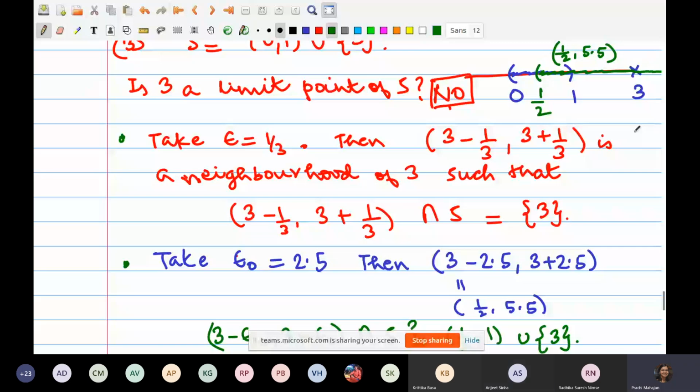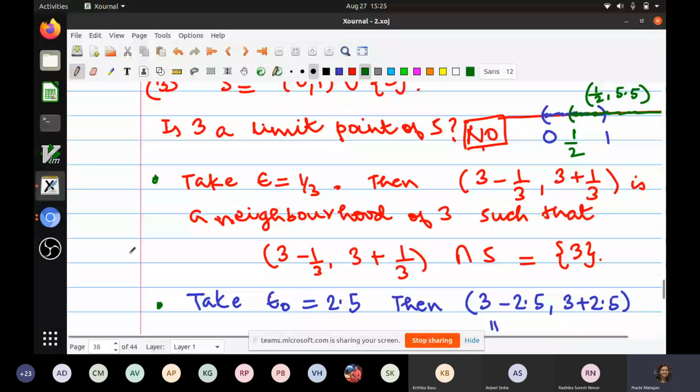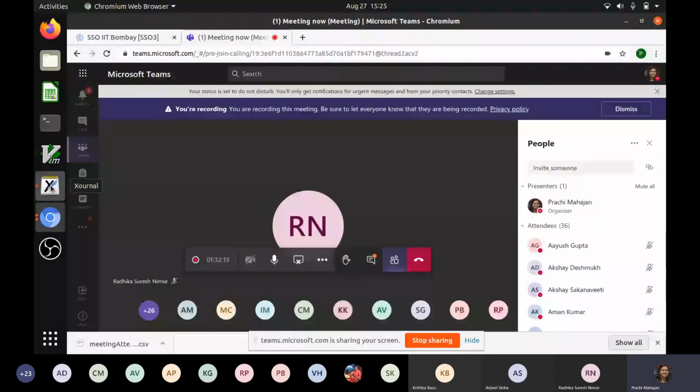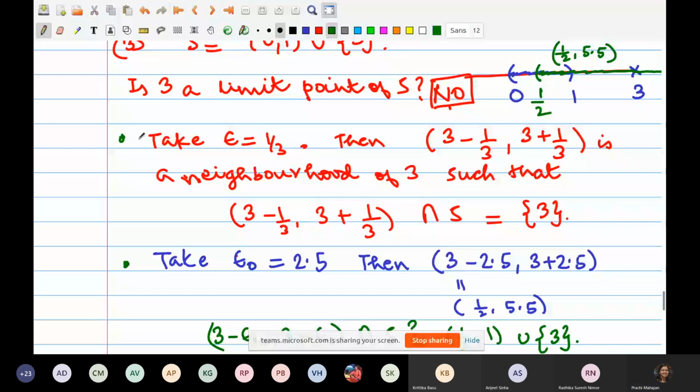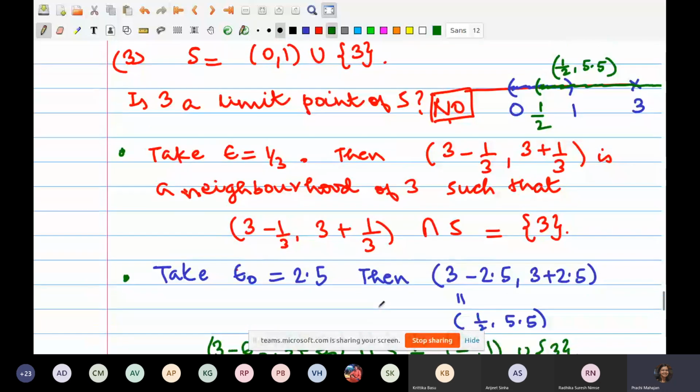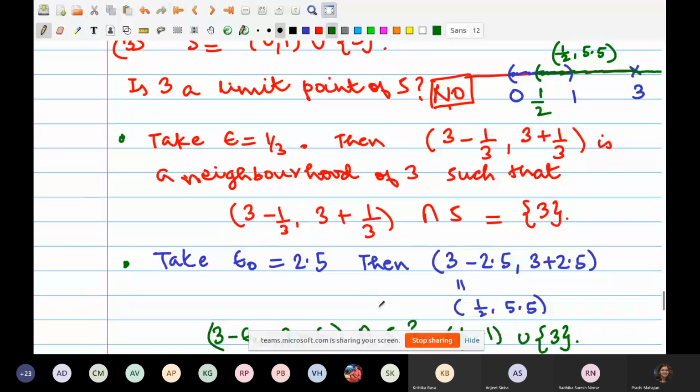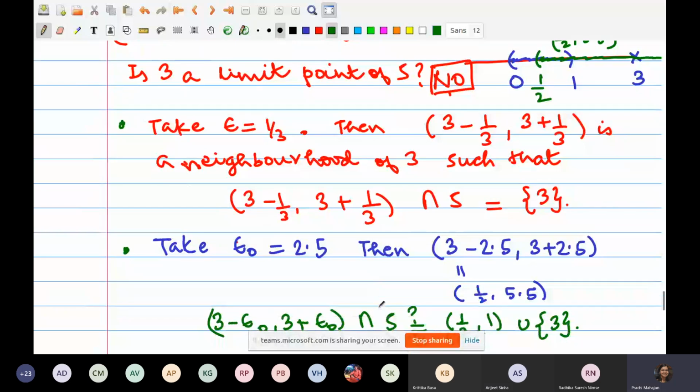Is that okay? I don't see the name of the student who had asked this question. Who was that student? Arijit. Arijit, did you get an answer to your question? Anything strictly less than 2 will actually work. But if you pick something bigger than 2, then you run into trouble, as this example of 2.5 shows.